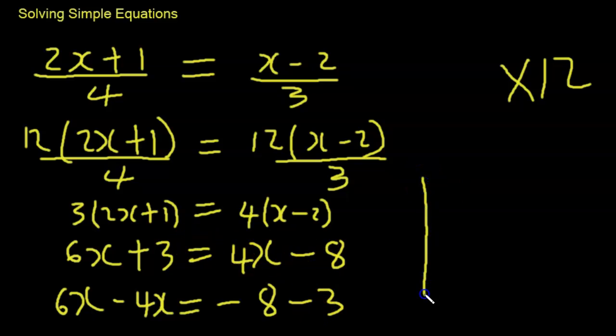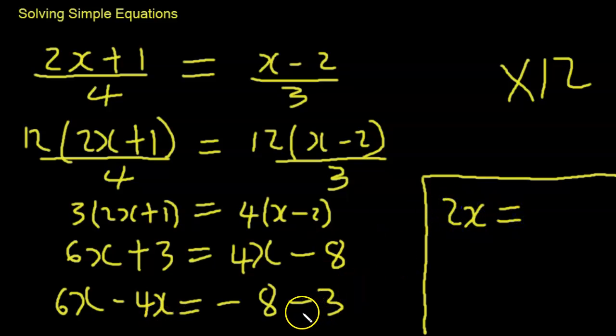Alright, so if you look at it like that, I won't bash it, because that works every single time. 6x take away 4x, that's 2x. And minus 8 minus 3, I keep the sign, that's minus 11.